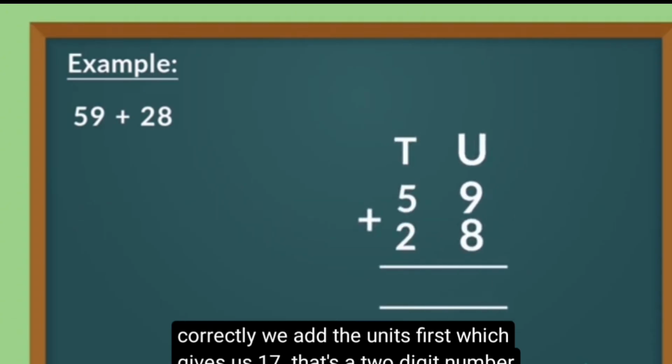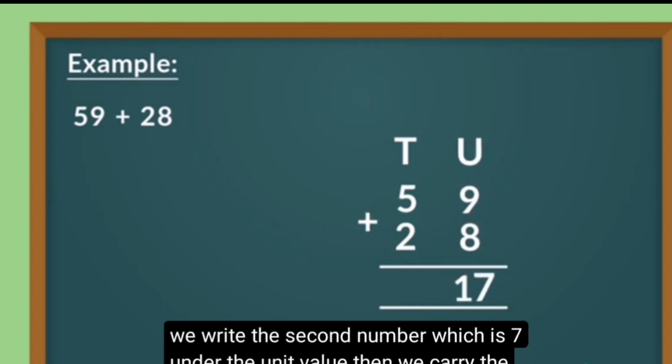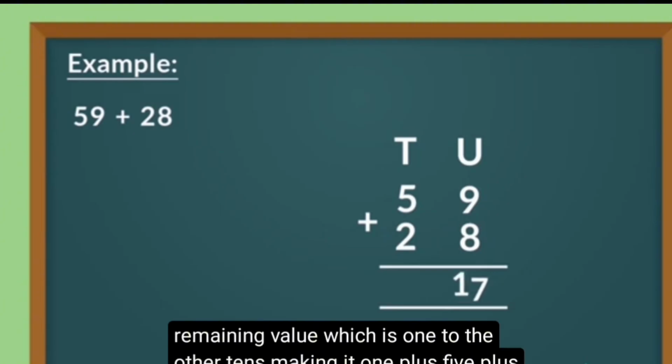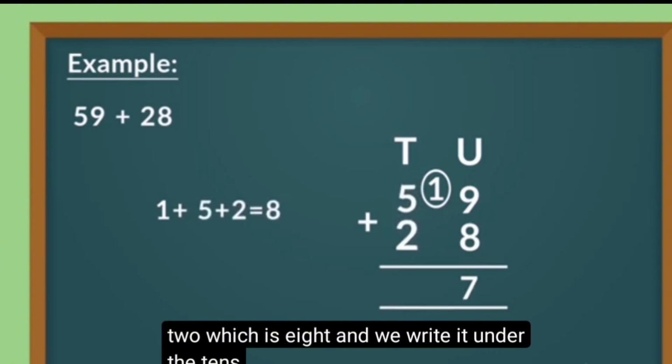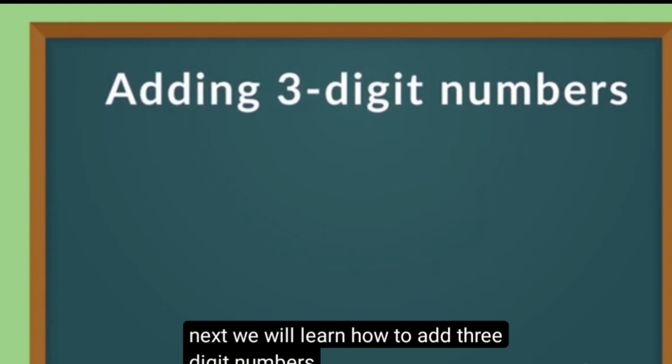Okay, rearrange in place value. Then in this case, 9 plus 3 is 12, but we have to write one digit. 2 is the units digit and 1 is the tens digit. Then the remaining value 1 is added to the tens, making 1 plus 5 plus 2, which is equal to 8. The result is 87.